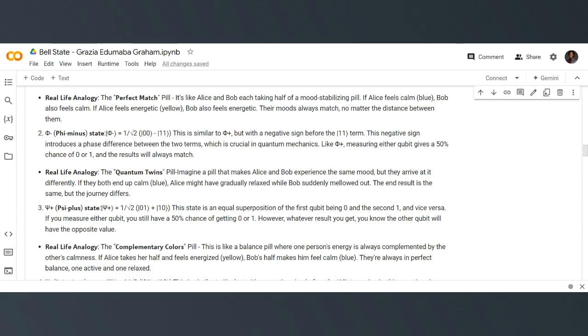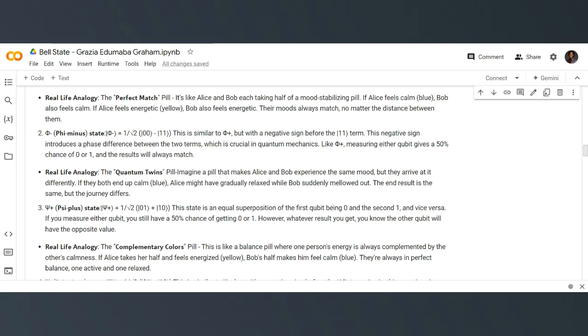We can call this the quantum twins pill. Imagine that one pill makes Alice and Bob experience the same mood, but they arrive at different times. If both of them end up becoming calm, which is blue, Alice might have gradually relaxed while Bob suddenly mellowed out. So yes, they both become calm, but one's calmness occurs faster than the other. That is a phase change we're looking at here. So that's the phi minus state.